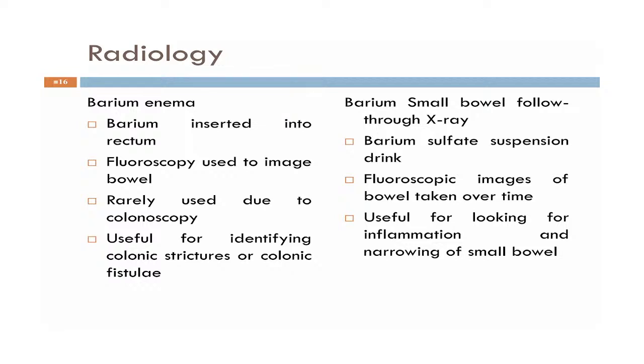Okay, so barium enema was used for identifying the colonic strictures and fistulas, while in barium small bowel follow-through X-rays, the patient was made to drink the barium sulfate suspension, and then fluoroscopic images were taken. Over time, they were useful for looking at inflammation and narrowing of the small bowel.